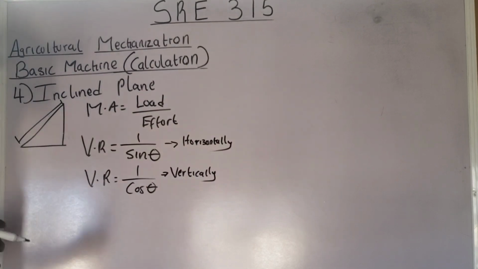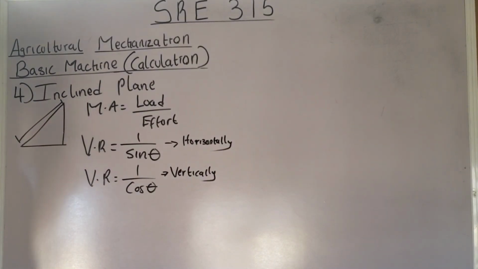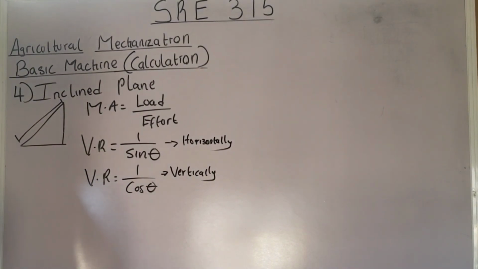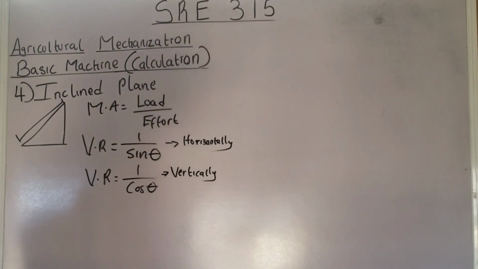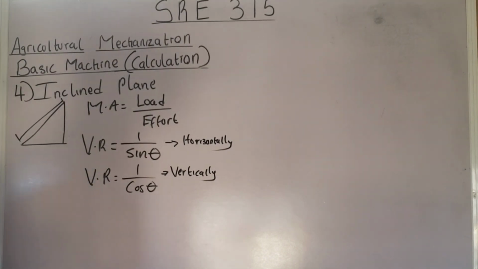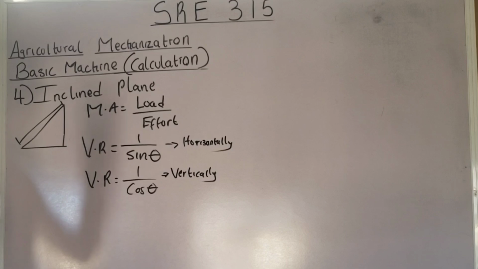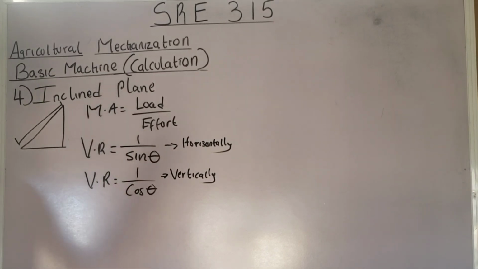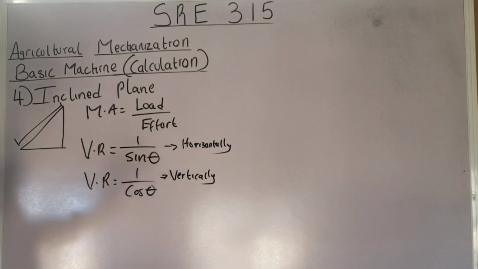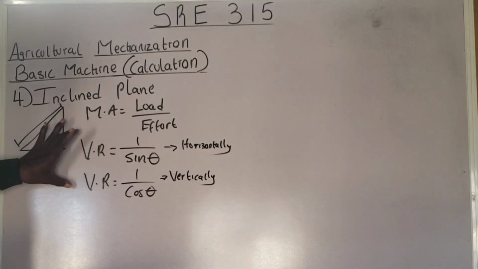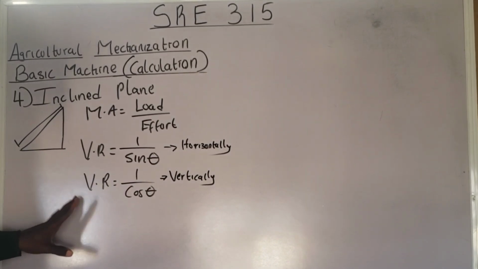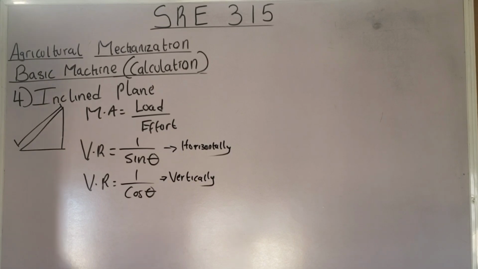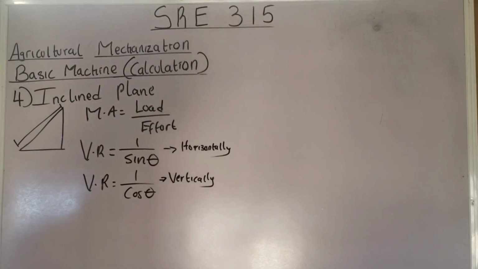So those are the two conditions. Pay attention to the question. In the question you'll be told whether the angle is inclined vertically or horizontally. Depending on the question, you can use either this formula or this formula. Okay, so let's look at a worked example under inclined plane.